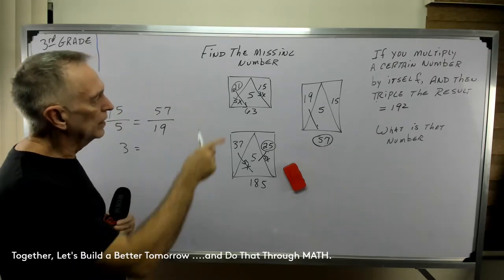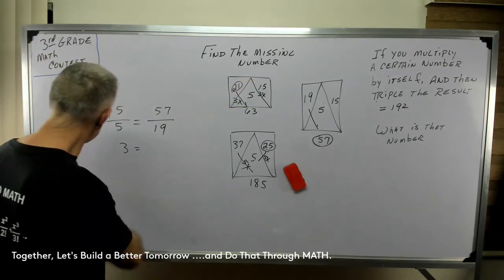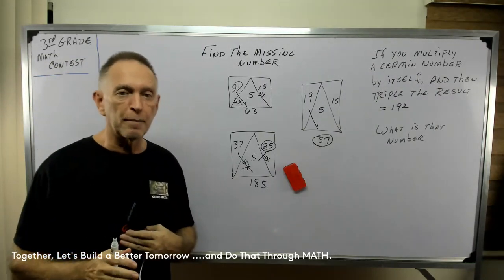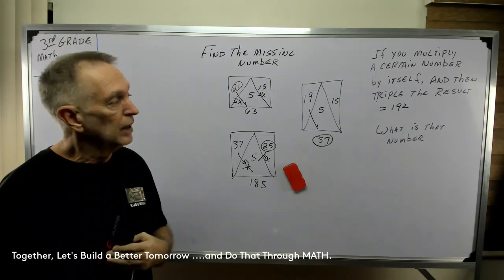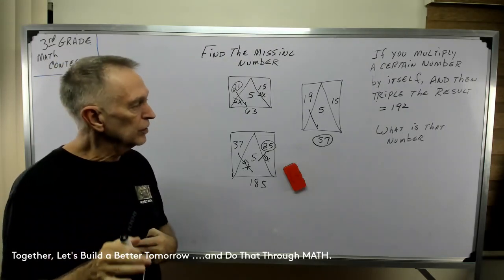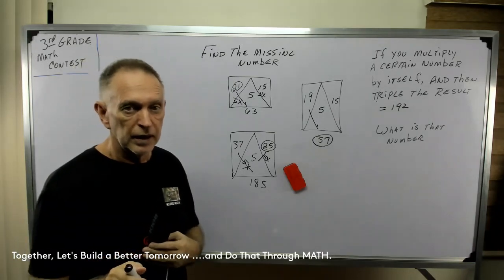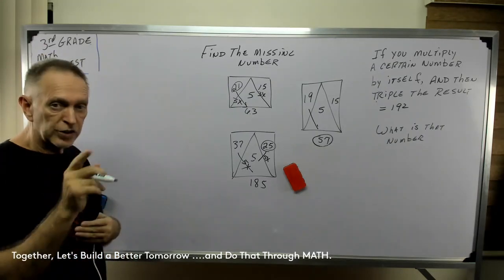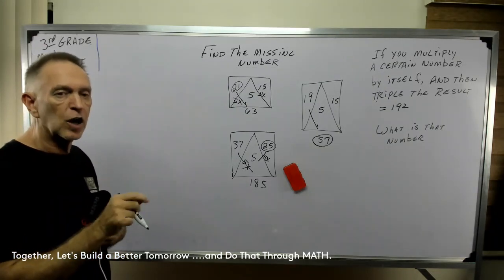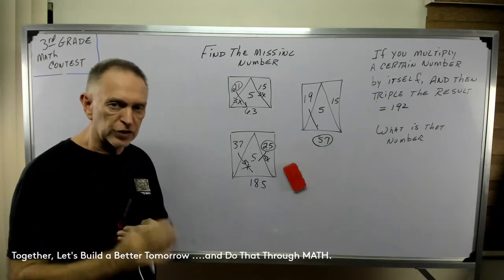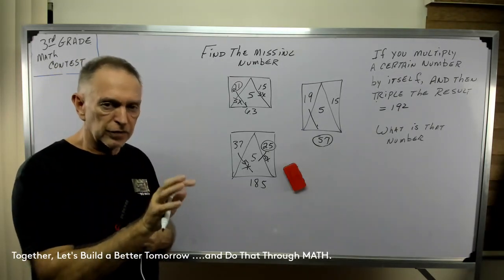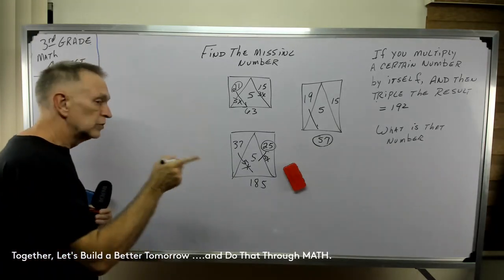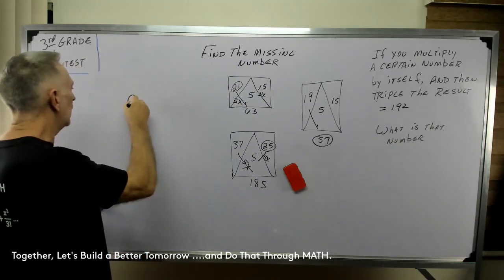All right, now then, we have one more problem. It says if you multiply a certain number by itself and then triple the results, all of that equals 192. So the question is, what is that number? What is the number you multiplied by itself, and then the results of that multiplied by 3, and that all equals 192. So let's let our certain number equal A.